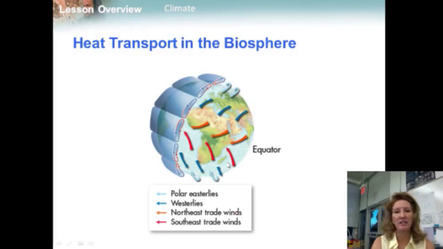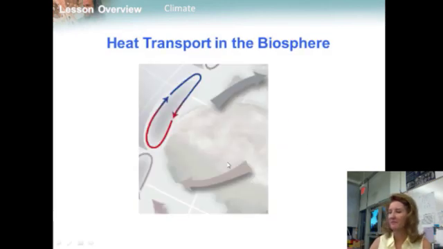Heat transport in the biosphere. The unequal distribution of heat across the globe creates wind and ocean currents, which transport heat and moisture. Earth has winds because warm air is less dense and rises, and cool air is more dense and sinks. Air that is heated by warm areas of the Earth's surface, such as near the equator, rises and expands, and spreads north and south, losing heat along the way. Then as the warm air cools, it begins to sink.